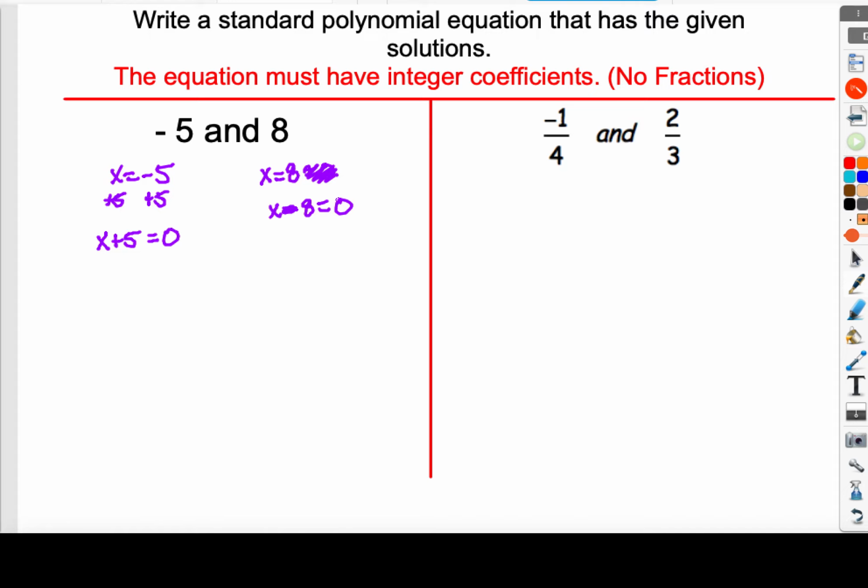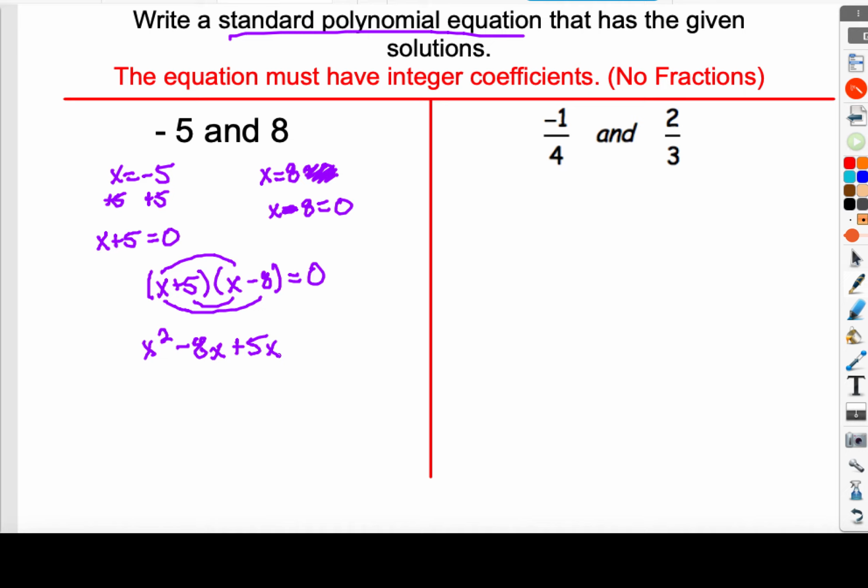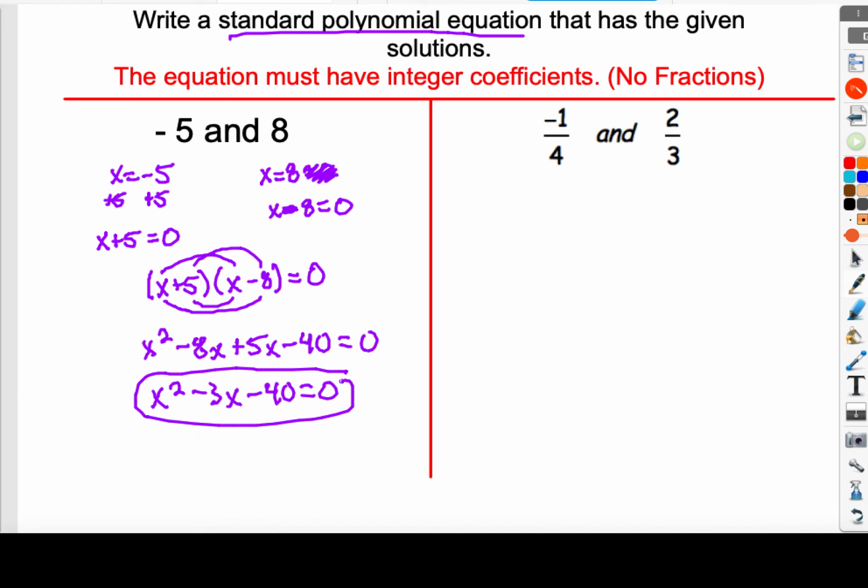Well, if we want a quadratic equation or a standard polynomial equation with those two solutions, remember, if either one of them is 0, then multiplying them means we're equal to 0. So x plus 5 multiplied by x minus 8. And if we want standard form, it's just a matter of foiling. X times x is x squared. We would have a minus 8x and a positive 5x, outside and inside. And then last would be negative 40. So x squared minus 3x minus 40 equals 0 is a good standard form equation.